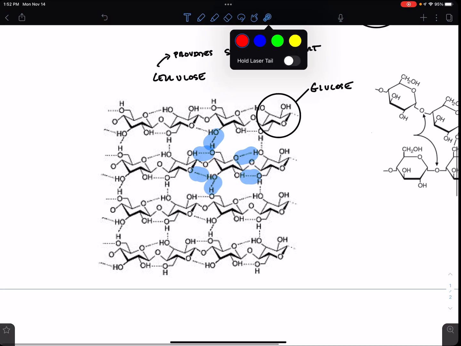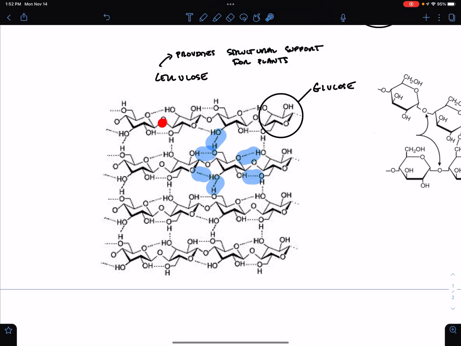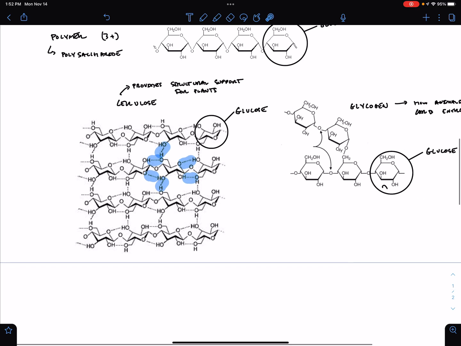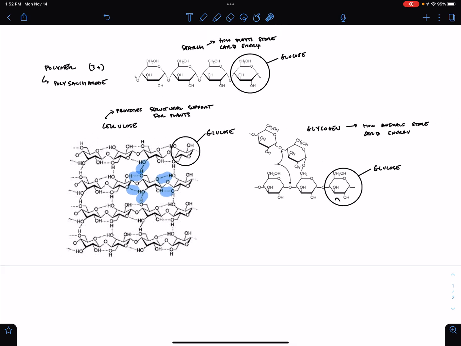So cellulose is held together both by covalent bonds between the glucose monomers as well as hydrogen bonds between the different glucose chains, and also there is some hydrogen bonding that occurs within the chain as well. So that provides a lot of the structural integrity of cellulose.